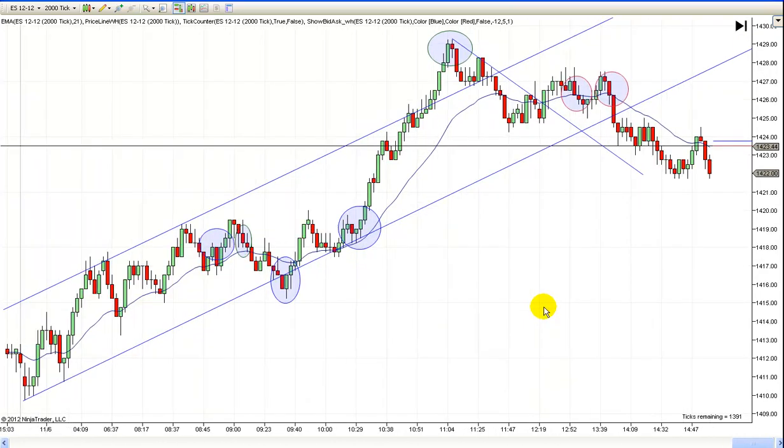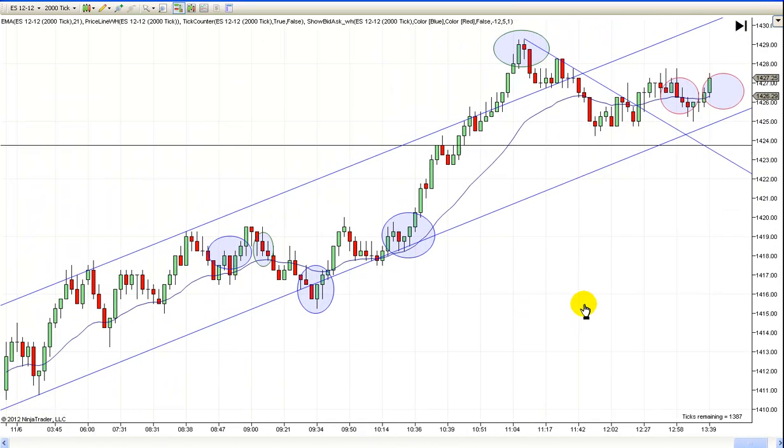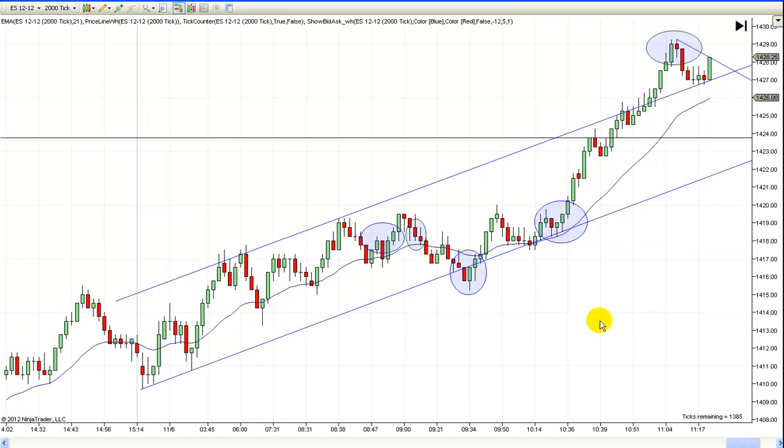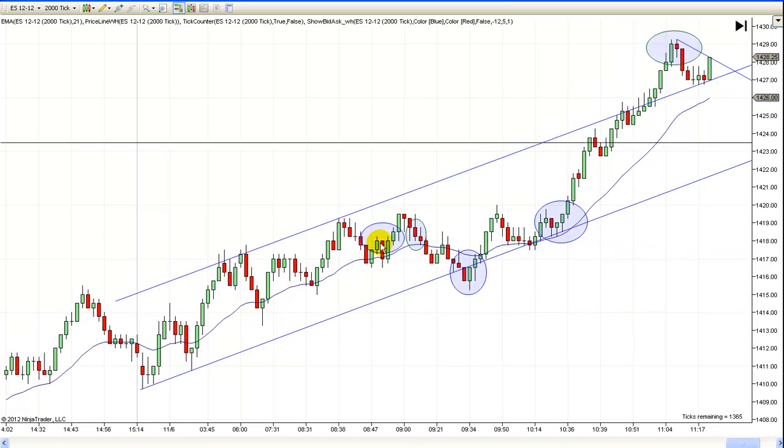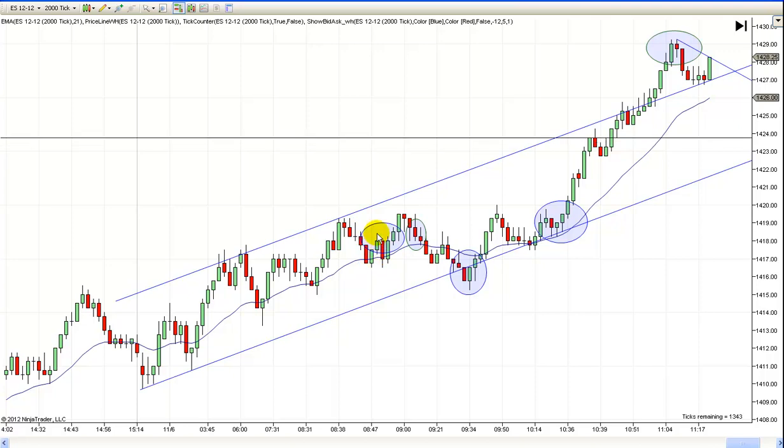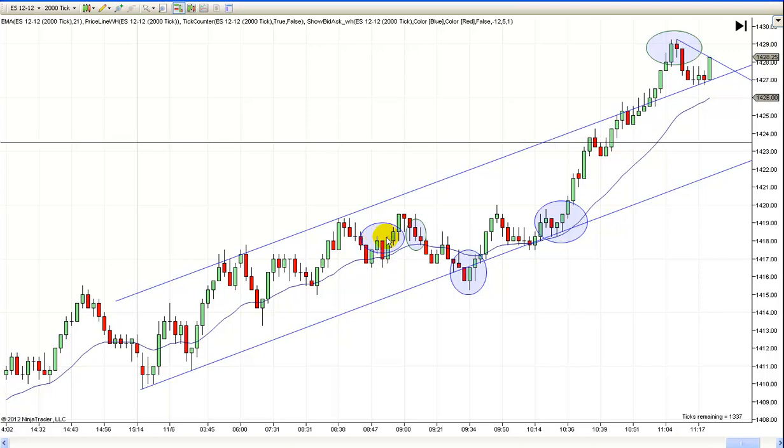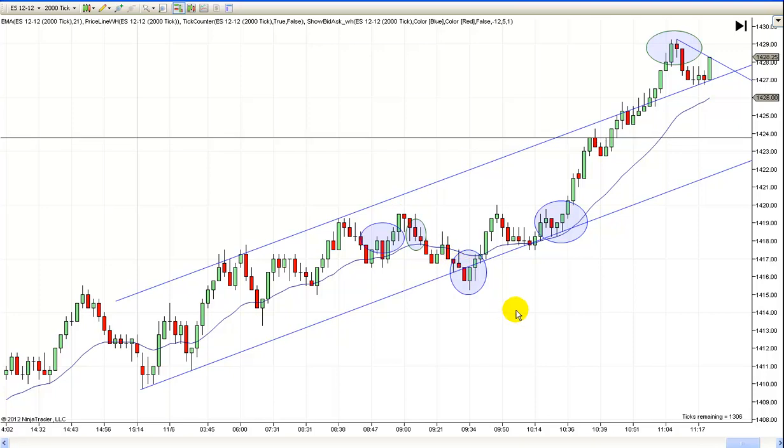So let's talk about the trades. Let me back out here. The first trade of the morning was right here. You got a little two-legged pullback to the EMA, a first entry long, second entry long. So that's a second entry long, and guess what? It got exactly enough ticks to get you a scalp and nothing more, and then it continued down.